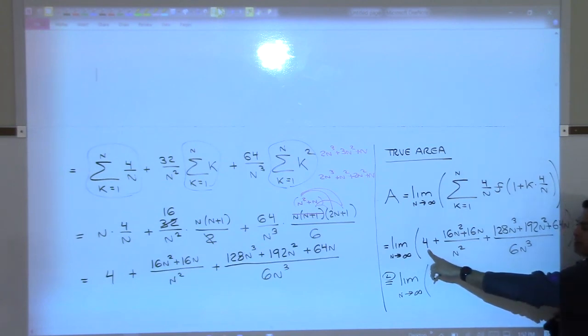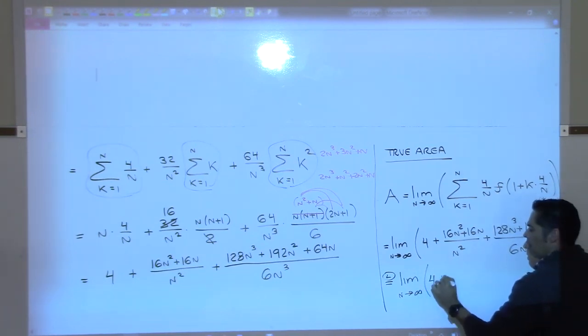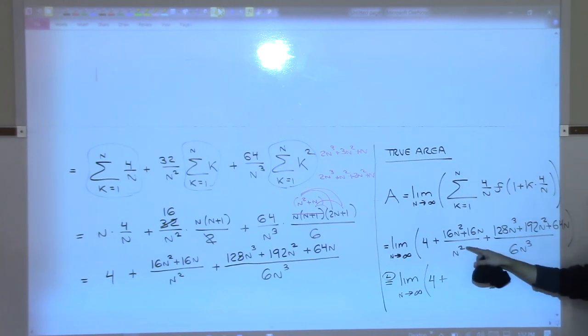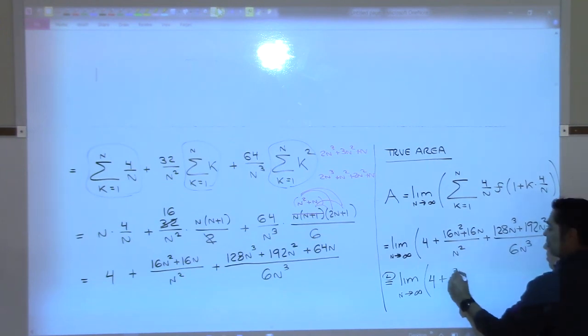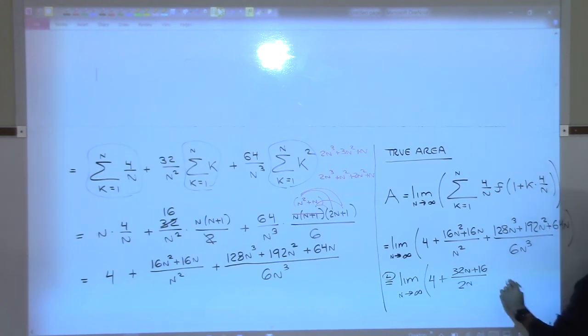Will L'Hopital's rule have any impact on the 4? No, so that's just 4. But this one, because it's infinity over infinity, you take the derivative of the top and bottom separately. What's the derivative of the top? 32n plus 16. What's the derivative of the bottom? 2n. Okay, we'll come back to that. Plus, over here, derivative of top and bottom separately: 384n squared plus 384n plus 64 over 18n squared.